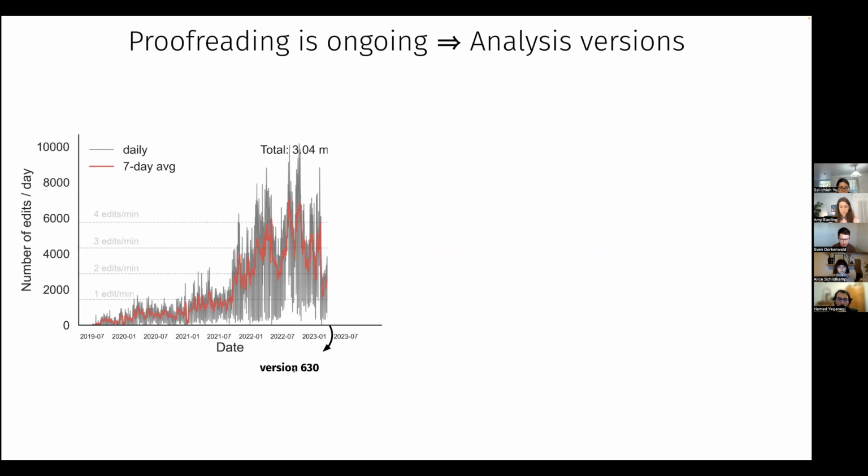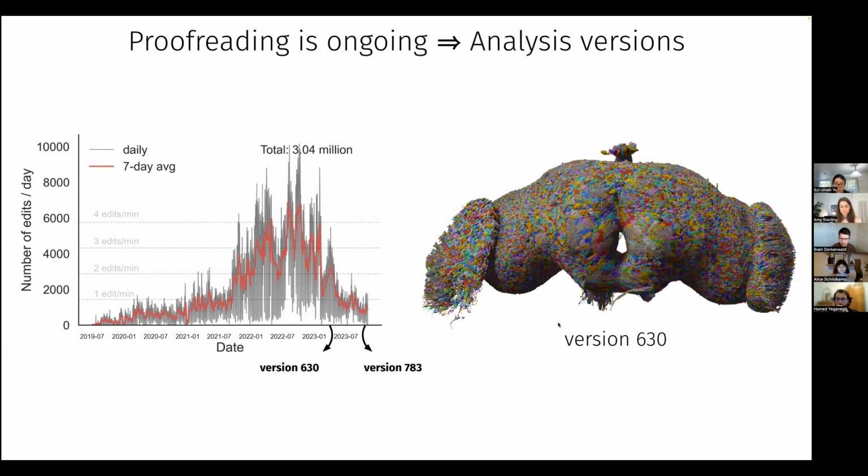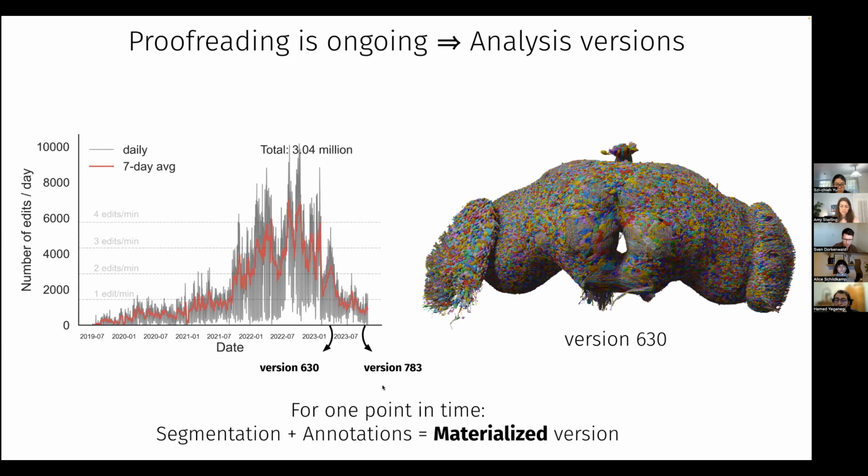There were snapshots created throughout time, and version 630 is the one that we released and that you will be working with. I want to mention, though, that the proofreading has progressed since then a little bit, mainly to cover the photoreceptors and the outsides. There will be a new version coming out hopefully in a month, version 783, which also has those photoreceptors added to it. So what we will be covering is version 630.